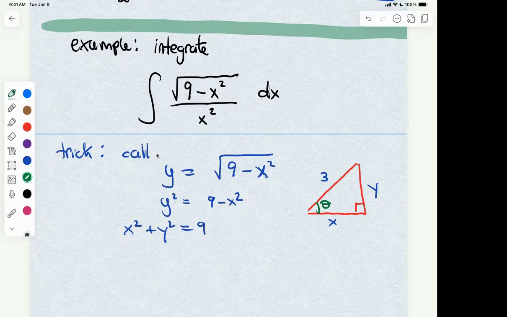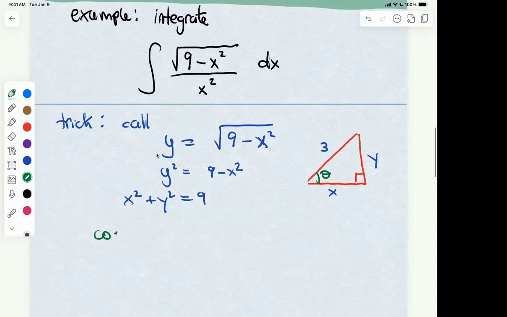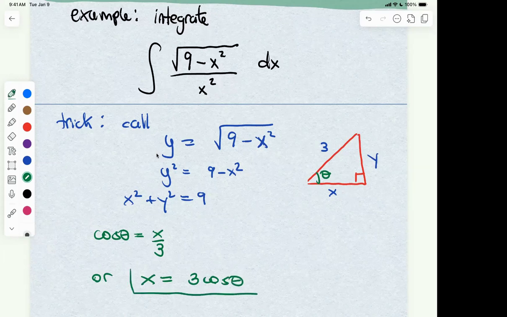So work with the fact that cosine of theta is x divided by 3, or x equals 3 cosine of theta. This is an analog of a u-sub, working in the same spirit. Now the idea is that I will substitute x with something in terms of theta, and we will rewrite the integral with everything in terms of theta.